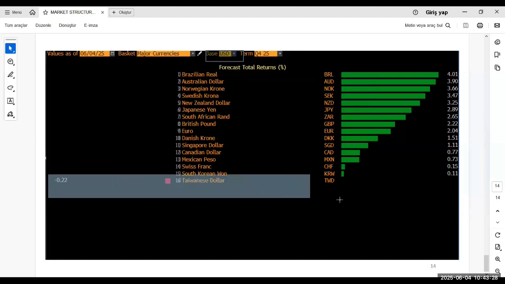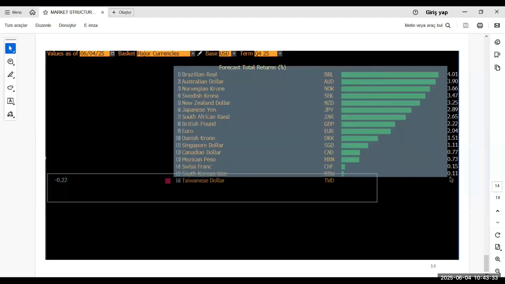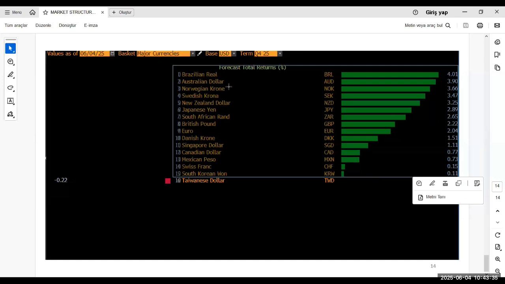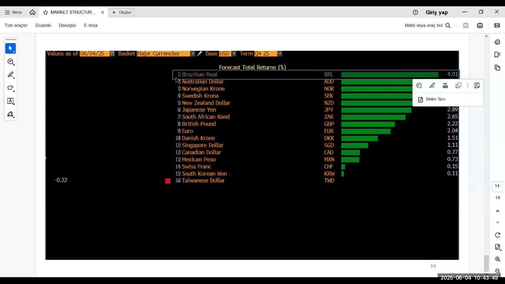As you see, except for the Taiwan dollar, almost all currencies around the world, the Brazilian real, Australian dollar, Norwegian krona, Japanese yen, euro, British pound, every currency is getting strength and appreciating against the United States dollar. Please look at the Brazilian real here, 4% increase. Please look at the Australian dollar here, 4% increase against the United States dollar.